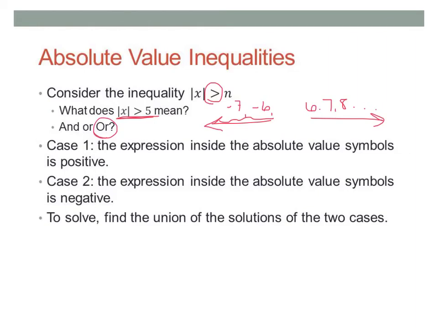Okay, so same two cases. You're going to do a positive case and a negative case, and you are still going to flip your inequality on your negative case. And this time, though, we're going to have a union of our answers because it's those arrows that are going away from each other.